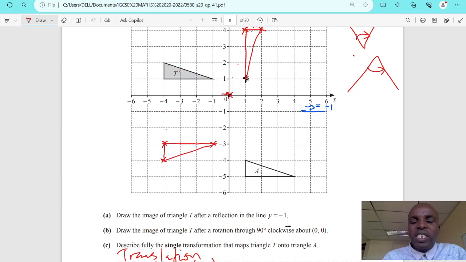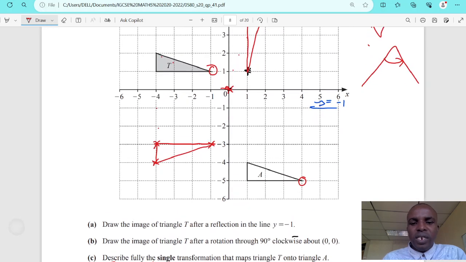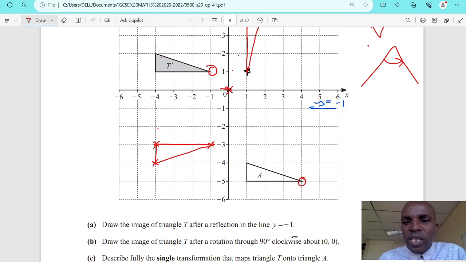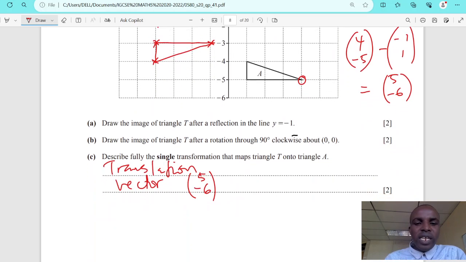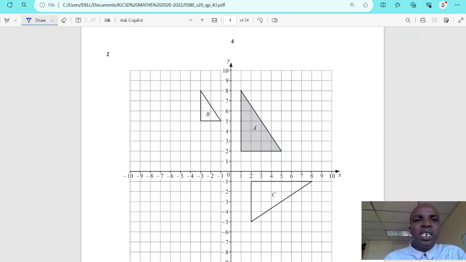Vector, you can say image side minus original side. A is the image. I can pick this point and this point. So what are the coordinates of this point? (4, -5). Then minus its image point minus original point. Then this one is (-1, 1). Then you get (5, -6). Done. Just like that. Write this question paper done.